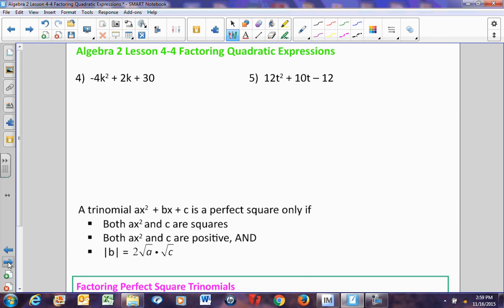You should always look to see if a number has a greatest common factor, because if it has a greatest common factor, take that out first. It will make your problem much, much easier. So in problem number 4, I can take out a 2, and I'm actually going to take out a negative 2. We've already discussed how much I hate having a leading coefficient that's negative. So if I take out a negative 2, I'm going to end up with 2k squared plus k minus 15.